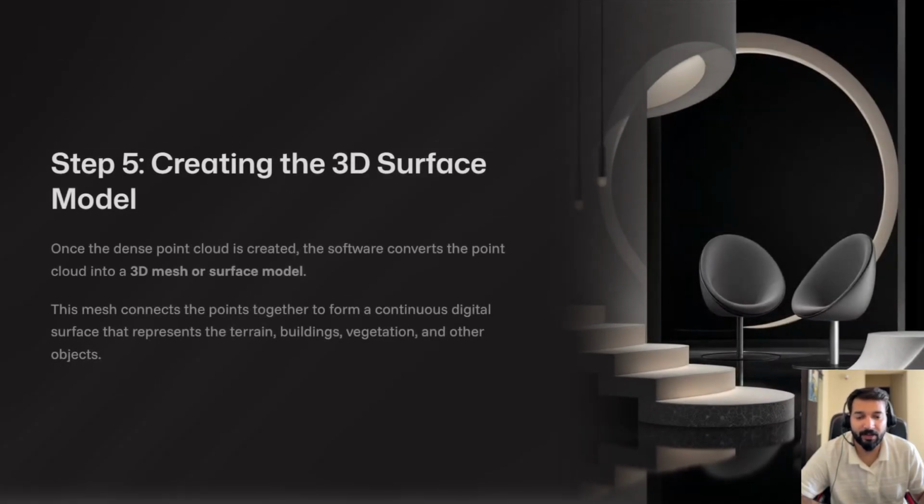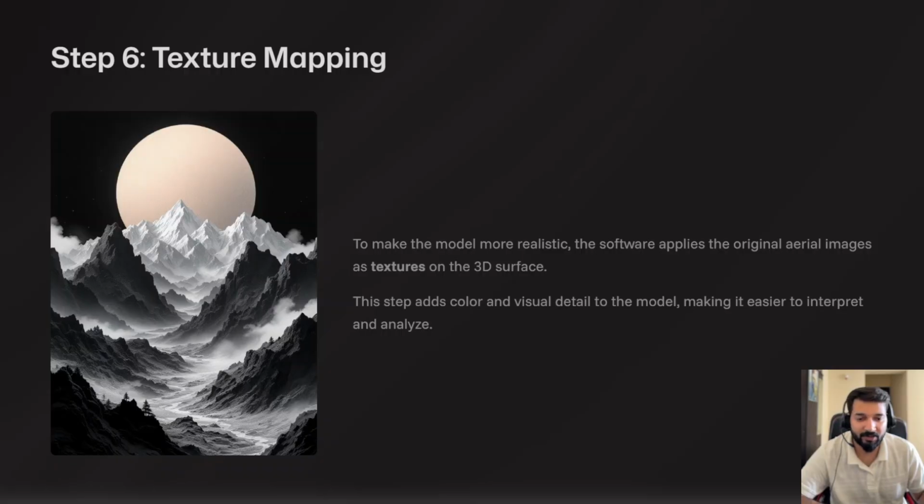Step 5. Creating the 3D surface model. Once the dense point cloud is created, the software converts the point cloud into a 3D mesh or surface model. This mesh connects the points together to form a continuous digital surface that represents the terrain, buildings, vegetation, and other objects.